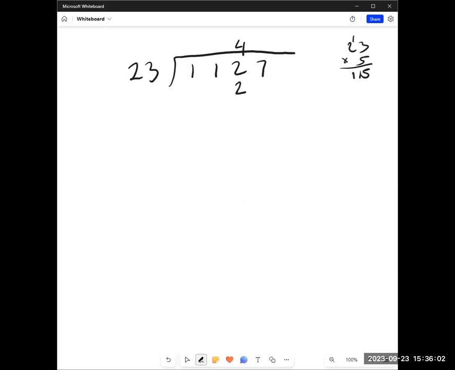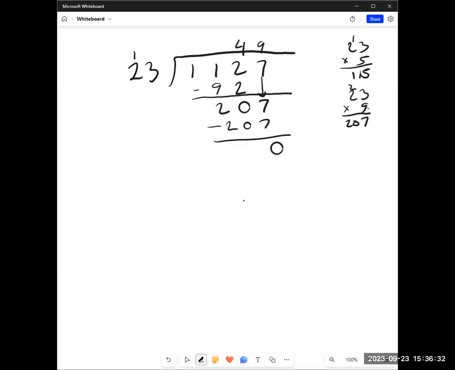And this is going to be 12. 8 plus 1 is 9. And I subtract. And I get 20, which is smaller than 23. I'm going to bring down the 7. And then if I try 23 times 9, let's see what happens, is 27. 18 plus 2 is 20. So 9 is perfect. And we get that 23 times 49 is 1,127, or 1,127 divided by 23 is 49.